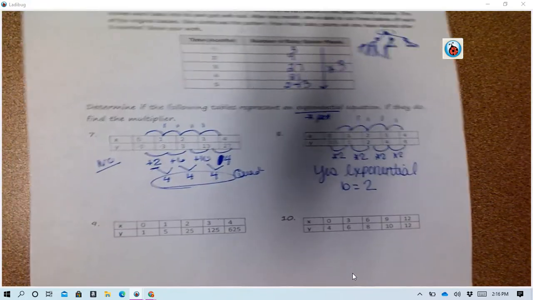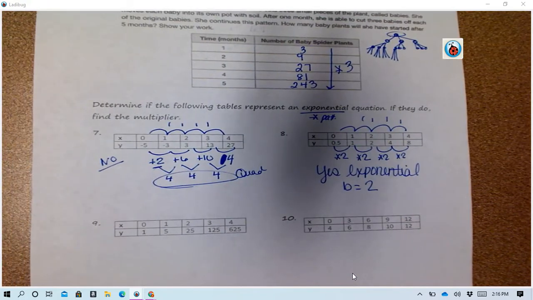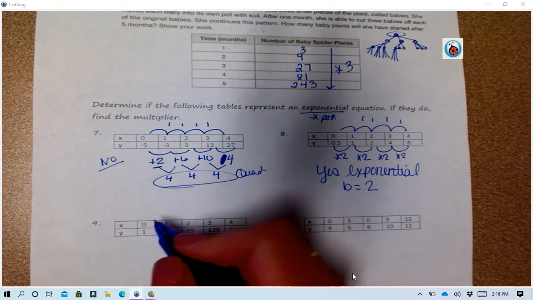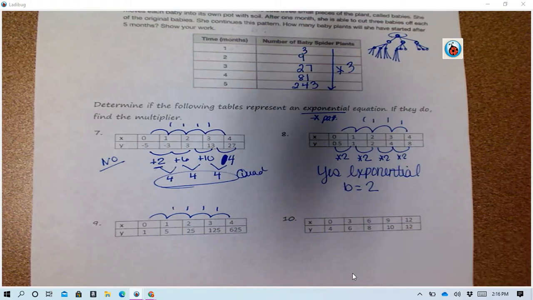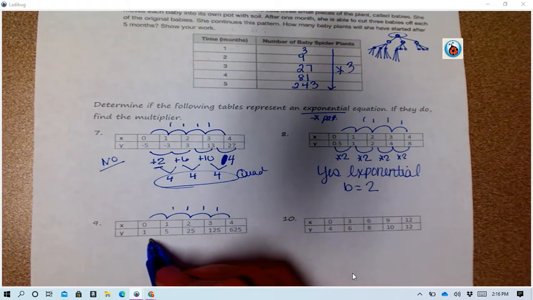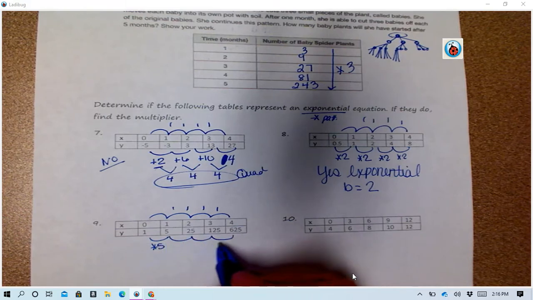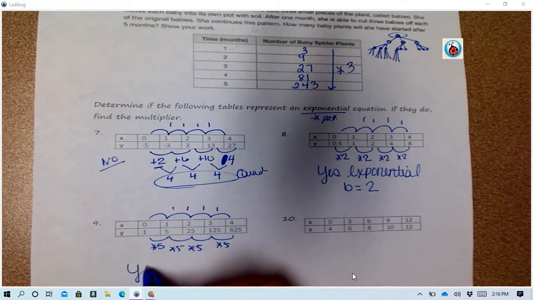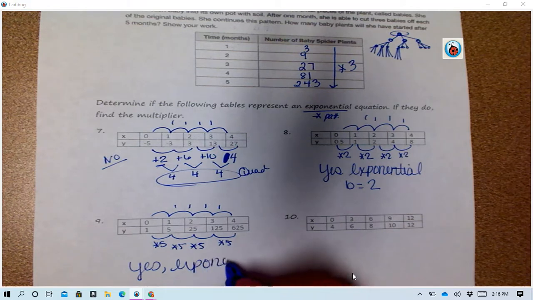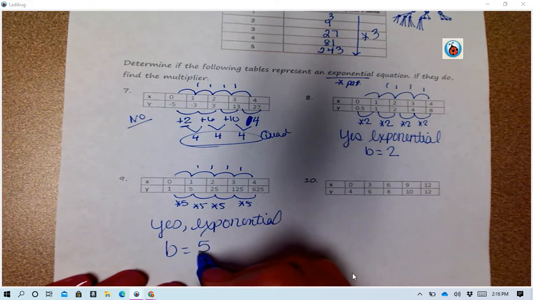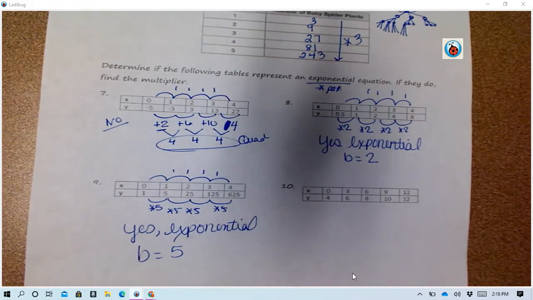I suggest you try number 9 and number 10 by yourself. For number 9, these are all going up by 1s. We should notice that to go from 1 to 5, we're timesing by 5, times 5, times 5, times 5. So this number 9 is exponential. And our multiplier is 5. Try number 10 by yourself.